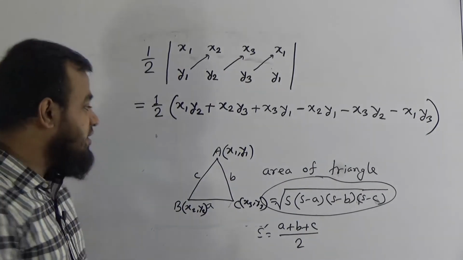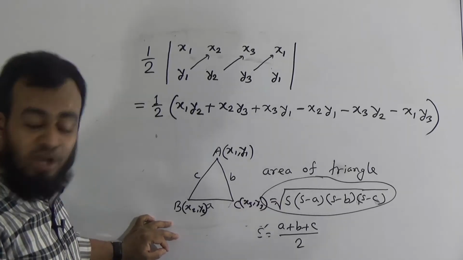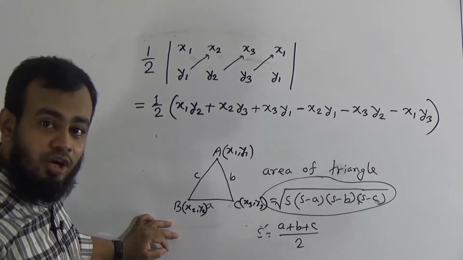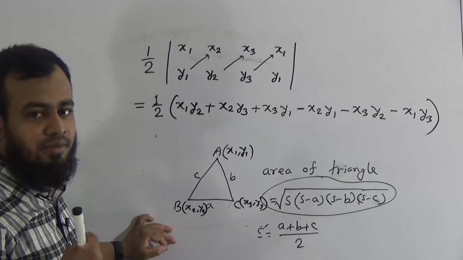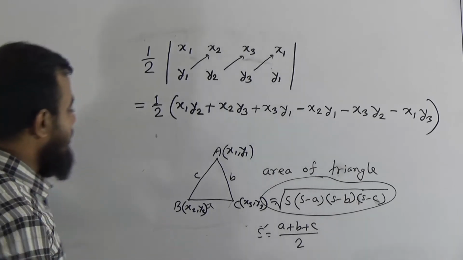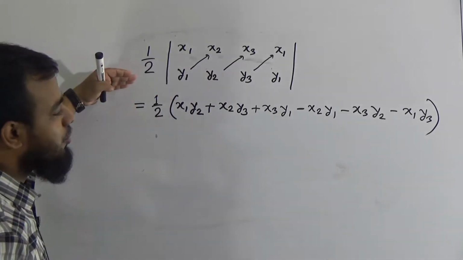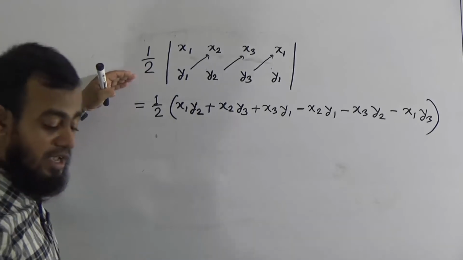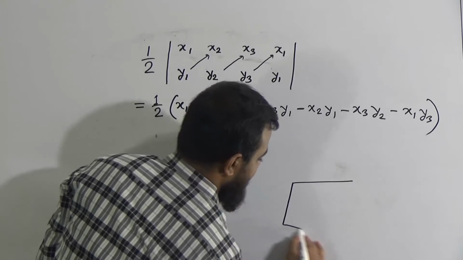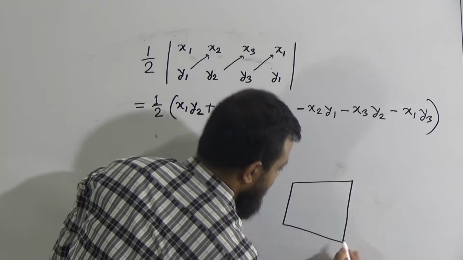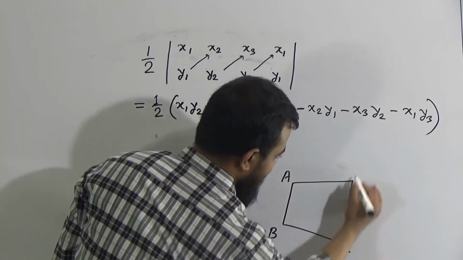Dear students, if it's not a triangle, if it is a quadrilateral, then the formula is similar. If it is a polygon, then it's also similar. Polygon means it can be a pentagon, it can be a hexagon. So now look at the formula again. If it's a quadrilateral, quadrilateral means we have 4 points, right? Suppose this is a quadrilateral. It has 4 sides, 4 points, that means A, B, C, D.